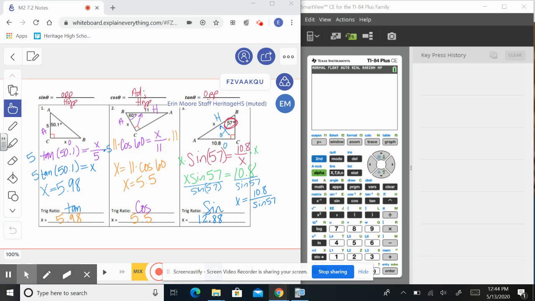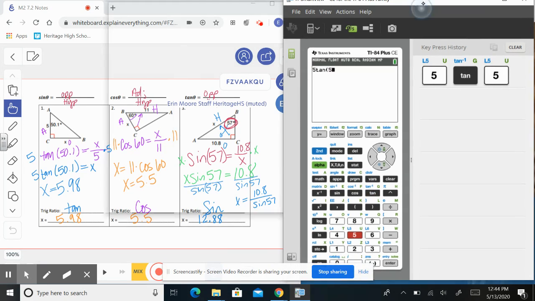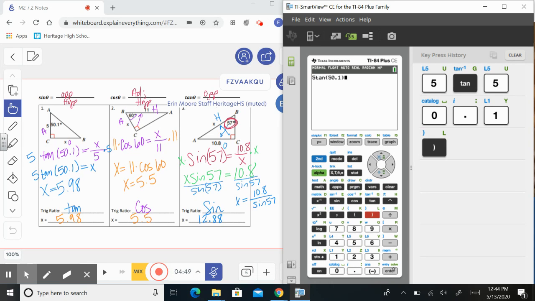Okay, so this is going to be the calculator steps on how to get everything into the calculator. I did have to use a different app for this, but you can see the work from class or from the note video. So if you want to type in, like on number 1 where we did 5 tangent of 50.1, and we want to get that value.